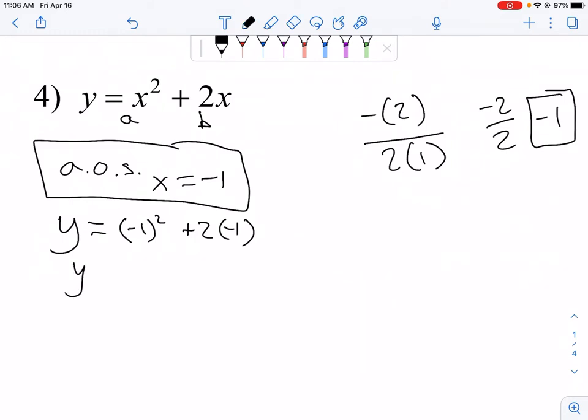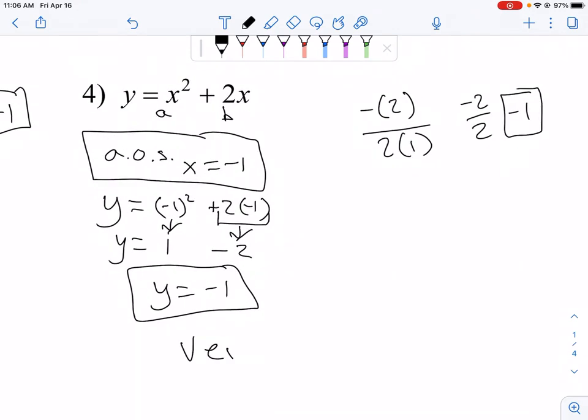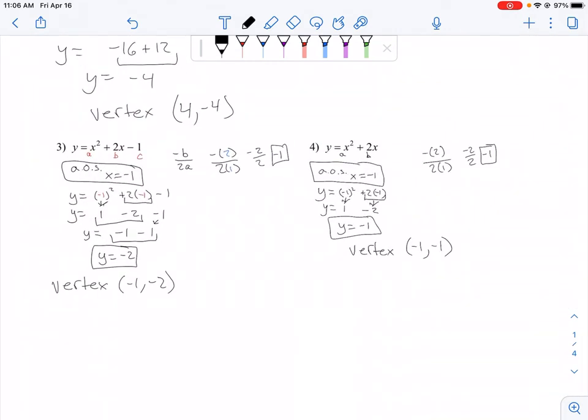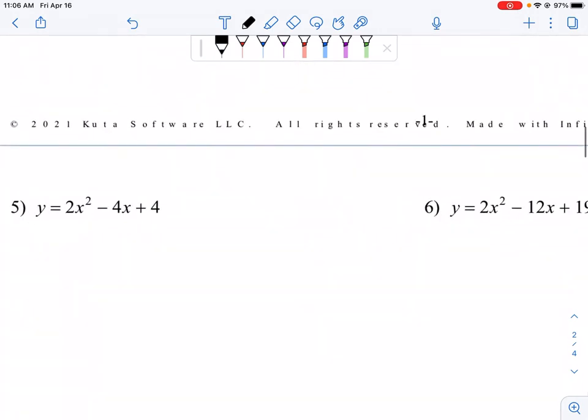So I'm going to work out negative 1 times negative 1 gives me positive 1, and 2 times negative 1 gives me negative 2, and 1 minus 2 is negative 1. So for our vertex, x equals negative 1, that's my x value, and then y is also negative 1. All right, we're going to jump into some more challenging problems, these last 4.